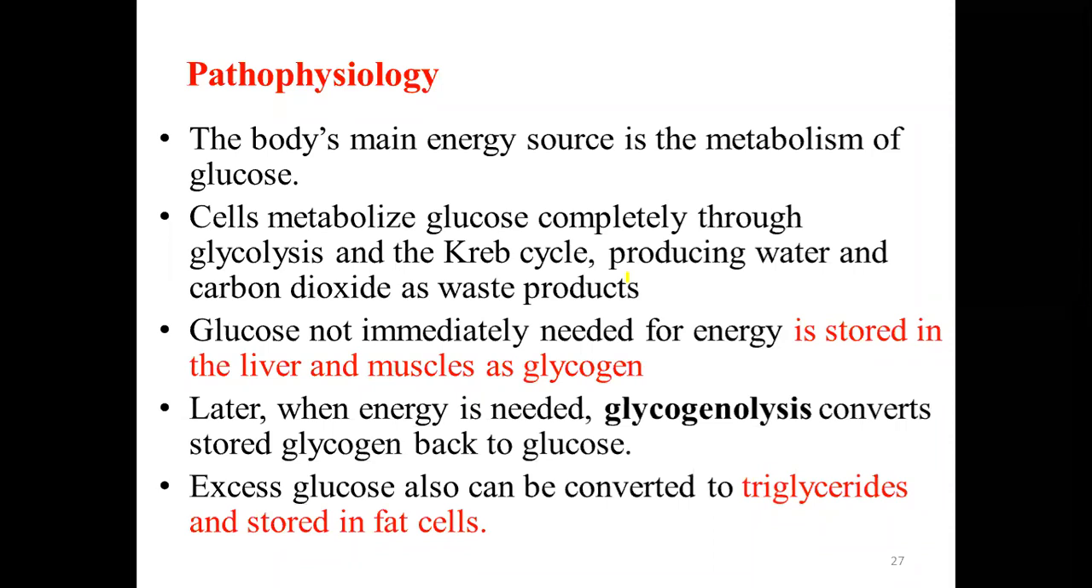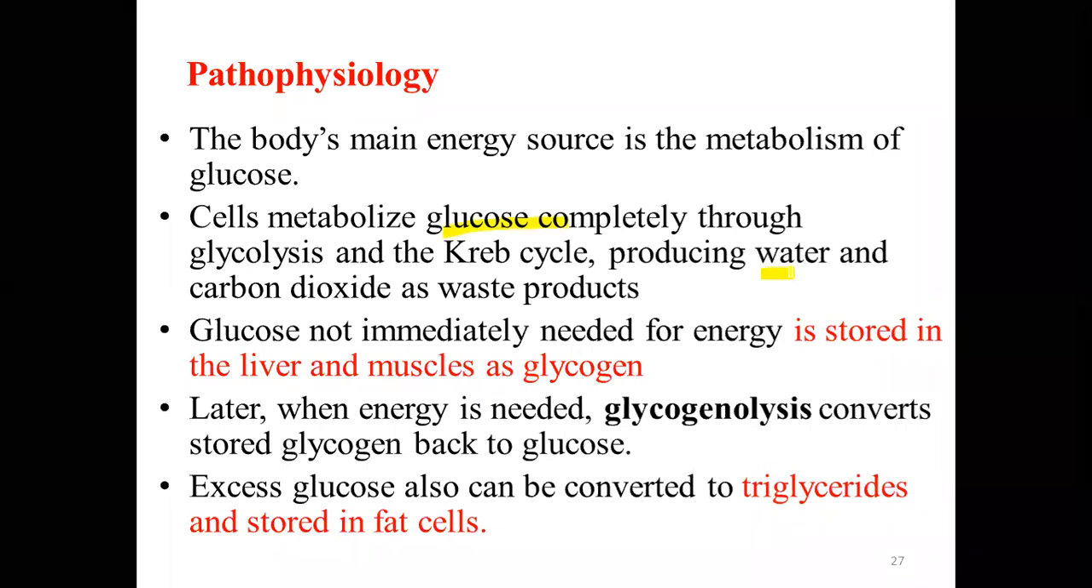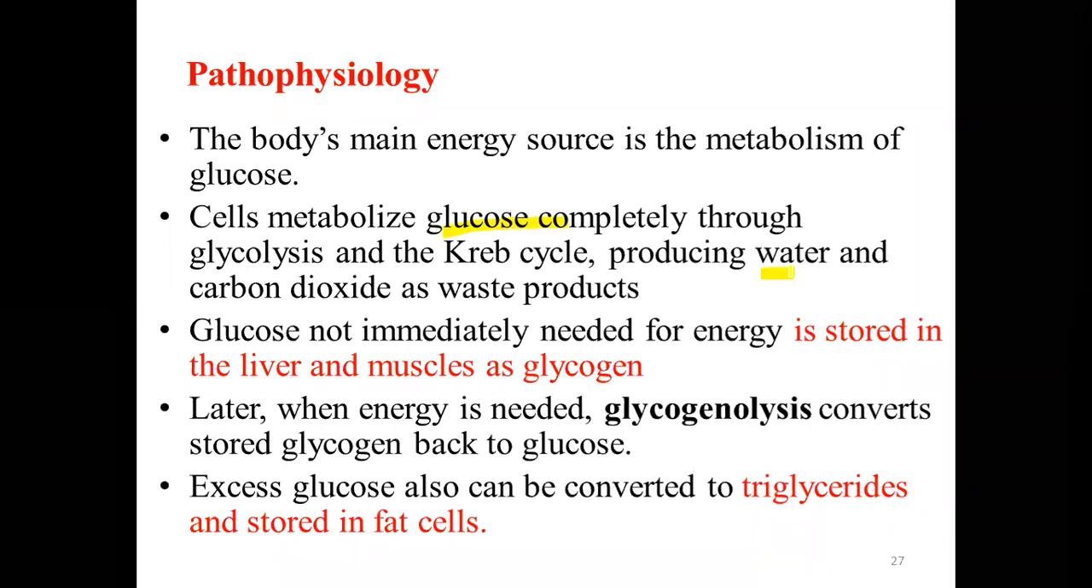The cells metabolize glucose completely through glycolysis and the Krebs cycle, and the ultimate end products of the Krebs cycle are water and carbon dioxide. Of course, it can generate around 36 to 38 ATP. If glucose is not immediately needed for energy, it is stored in the liver and muscle in the form of glycogen. As I mentioned before, insulin promotes utilization, but when there is excess, it is stored in the liver and muscle as glycogen. That is one role of insulin.